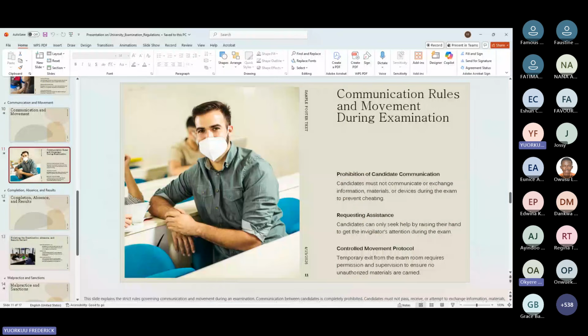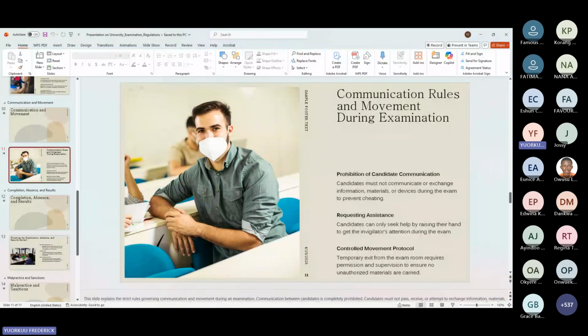Communication rules. Candidates must not communicate or exchange information, materials, or devices during the exam to prevent cheating. So you don't go into the exam hall and then somebody wants a pen, then just send and give the pen to the person. The person will have to request for it from any of the invigilators or invigilation assistants around. And they're the only people that can take these things and then hand them over to you.